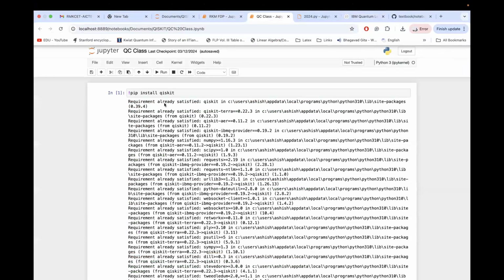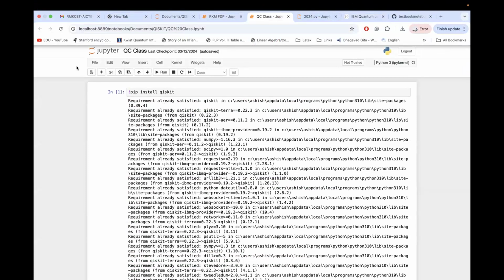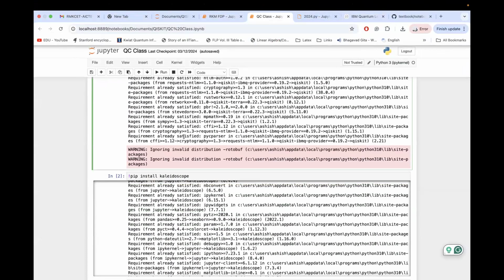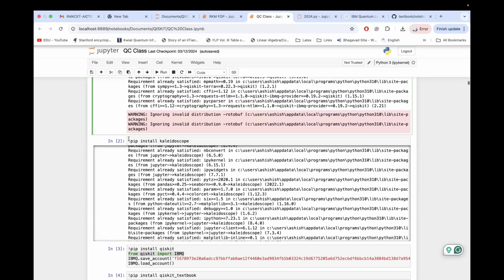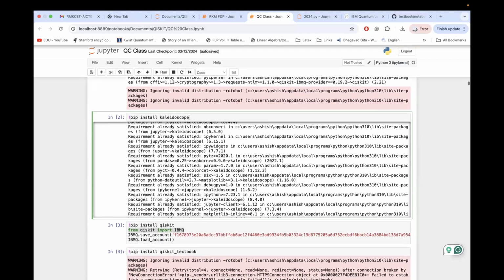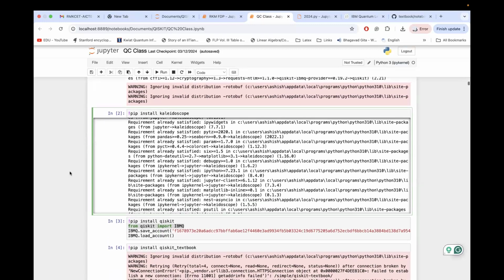First, for installing Qiskit on your laptop or computer, you have to use the following code: pip install qiskit. For every command, you have to use not just Enter. If you press Enter, it goes to the next line, so you have to use Shift+Enter. In that case, it is going to install Qiskit. Then you have to use pip install kaleidoscope, and after typing that, you have to press Shift+Return, that is Shift+Enter. Then it is going to install this Qiskit on your PC.